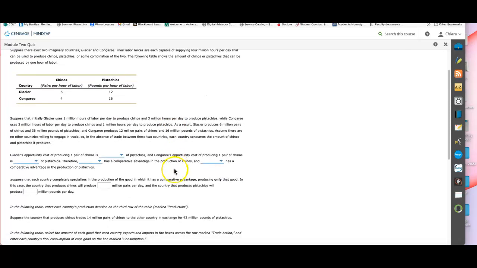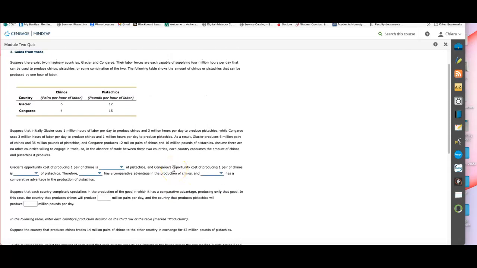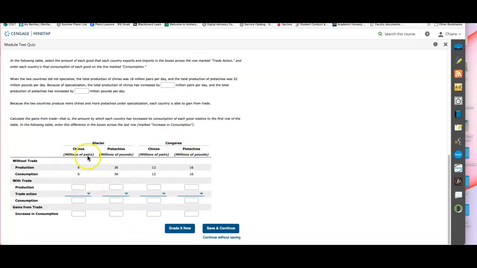So let's move on to question number 3, gains from trade. We have 2 countries. They produce chinos and pistachios. They have 4 million labor hours per day that can be used to produce either good. Suppose that initially Glacier uses 1 million hours of labor per day to produce chinos and 3 million per day to produce pistachios. Then you can establish what their initial production without trade is. You don't need to worry about calculating it because it's written down here.